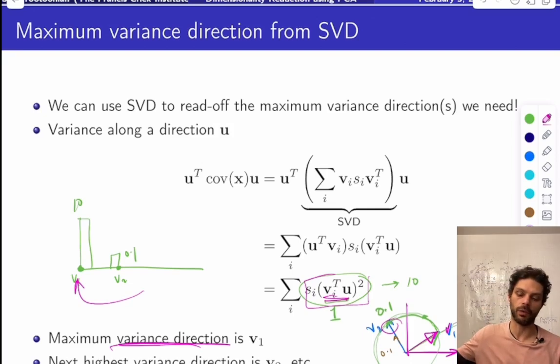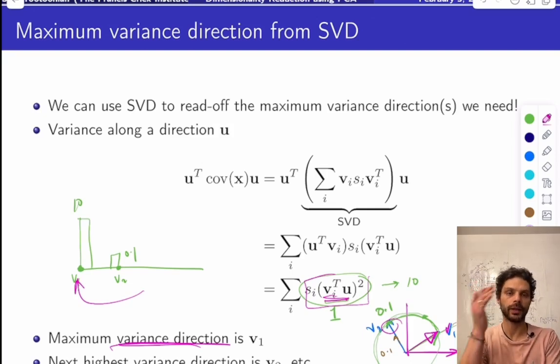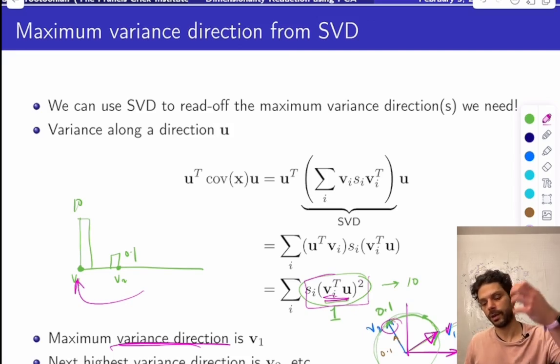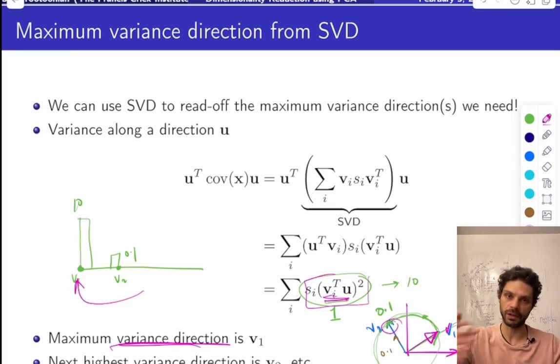Because you can no longer line up with V1. You want it to be perpendicular. Well, the next direction that's perpendicular to V1 is V2, and that has the highest of whatever's left, and you can keep going and just reading off the singular vectors from your SVD of the covariance matrix, equivalently the eigen decomposition of the covariance matrix, and read off those directions and produce the best thing you can do while being orthogonal to what you've already chosen.